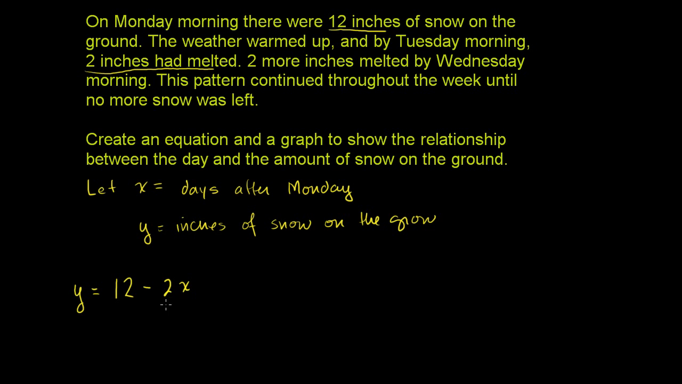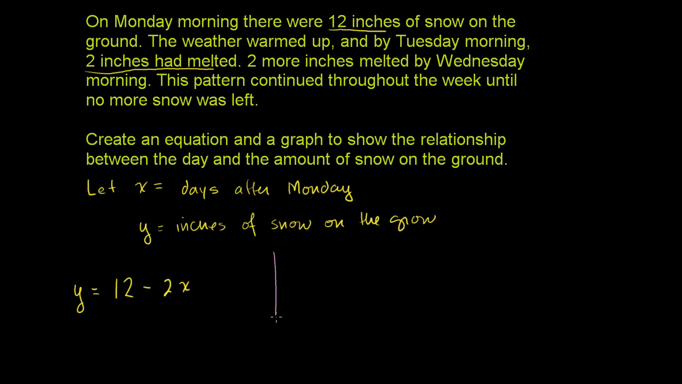Which is what the case is on Wednesday. So this is our equation for the relationship between the day and the amount of snow on the ground. X is the day, how many days after Monday. And then y is the inches of snow left on the ground. We start with 12, and then every day we lose exactly 2 inches. Now let's graph this.